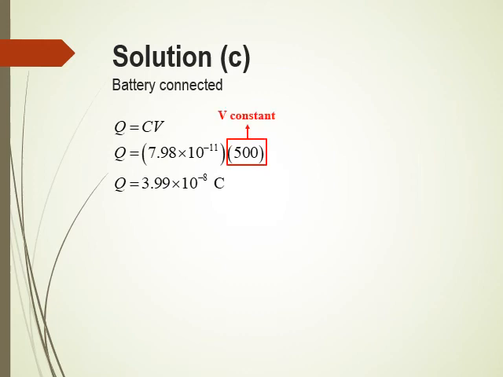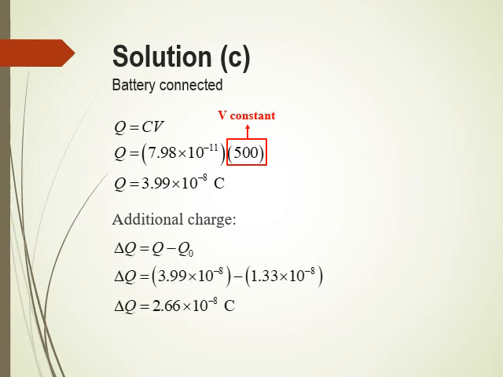But that is not the answer to this question yet, because the question asks you to calculate the additional charge. Therefore, what you have to do is use the final charge minus the initial charge. Substitute the values into the equation. The additional charge in the capacitor is now equal to 2.66 times 10 to the power of negative 8 coulomb.